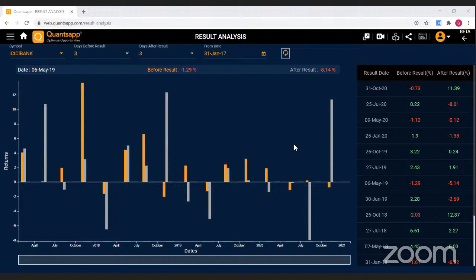Can we see IV move before and after the result? Yes, you can see. We're going to jump into the IV chart, in the IV section, where we will look into it.